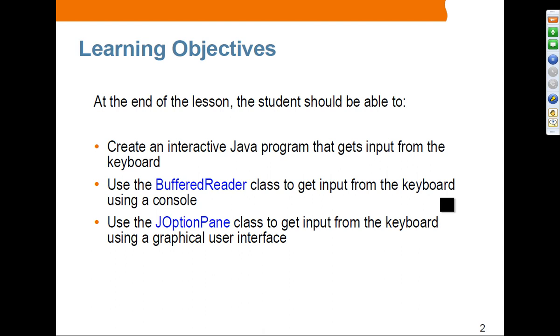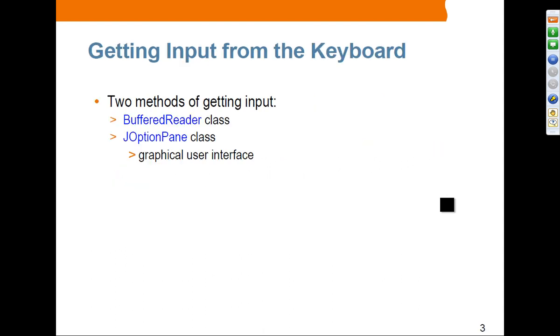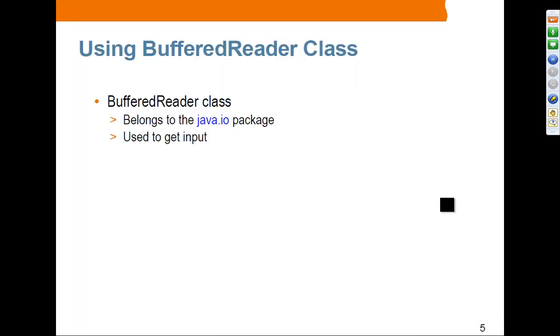There are two different ways that you can read some input from the keyboard. One is using the BufferedReader class, and the other one is a GUI class called the JOptionPane. So we're going to take a look at both of these, right? BufferedReader is from the command line, and JOptionPane is from graphical user interface. So let's take a look at the BufferedReader class.